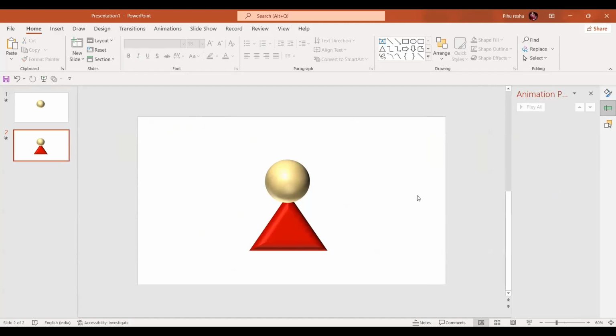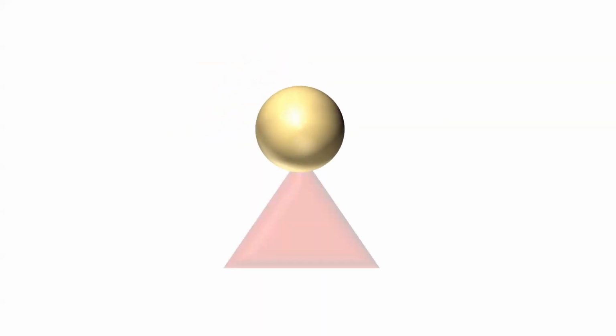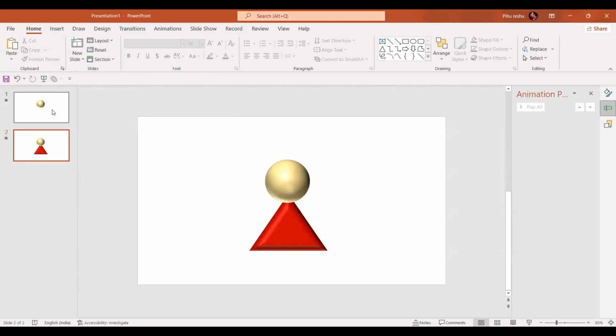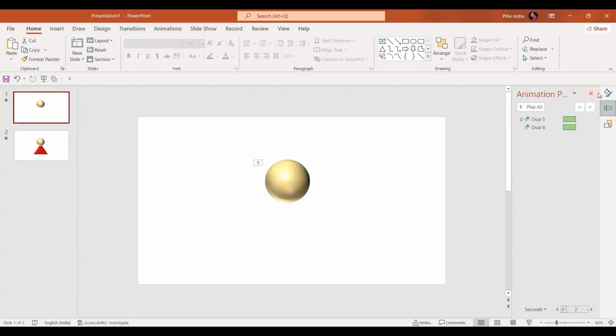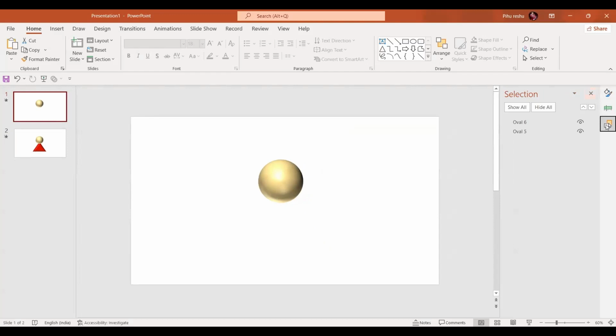Now let's have the preview. For that, I'm going to press F5. Here the ball is bouncing, and in the next step this triangle is appearing, but it's not changing its shape. So for that, this is a really very important trick. Now we will go to slide number 1, and go to the selection pane.